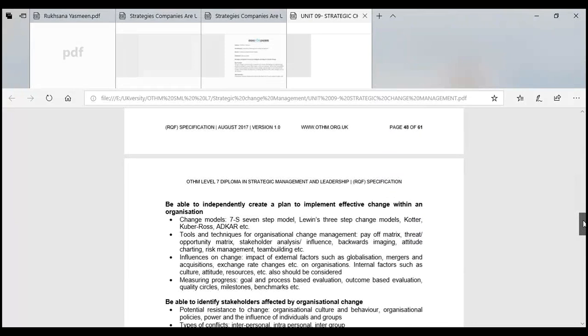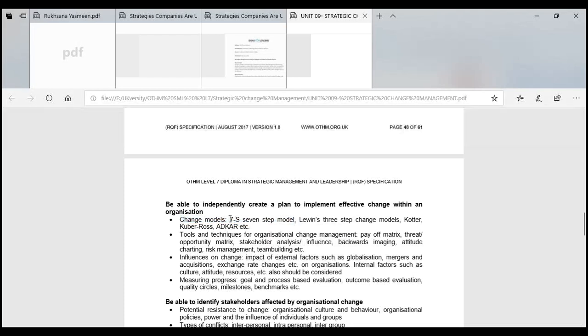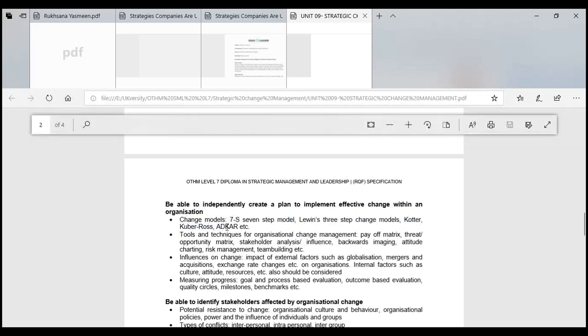So please, when you do your assignment, has anybody studied the 7S approach? We need to look around the system, the structure, and the staffing. This is called the 7S approach, and we need to balance all 7S's when we want to make a change.